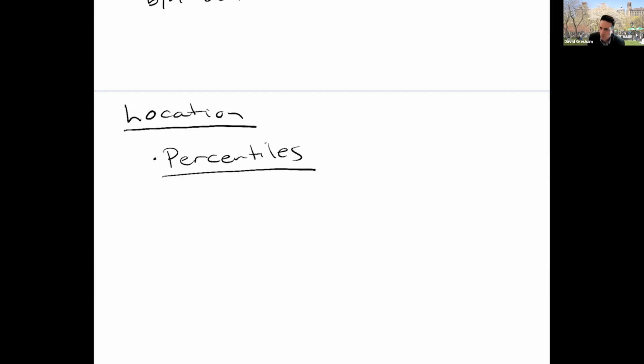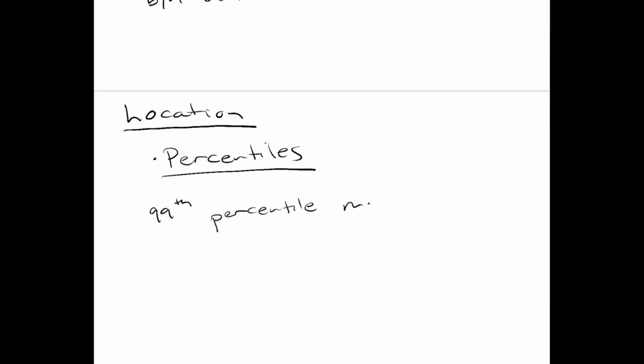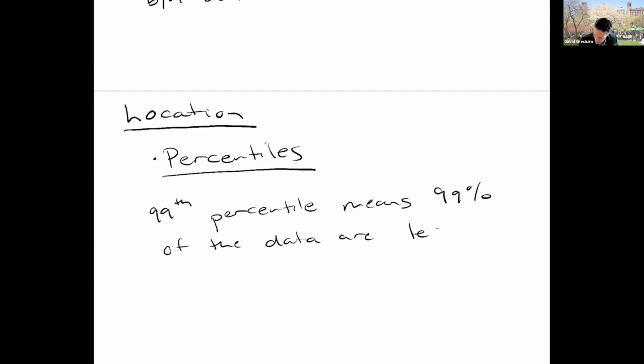Did anyone, what percentile did you get for your SATs? No one's going to check. 99. 99, yeah, of course. We all got 99th percentile, right? What does that mean? Does that mean that 99% of people did better than you or worse than you? Worse, right. So the 99th percentile means 99% of the data are less than or equal to that value.